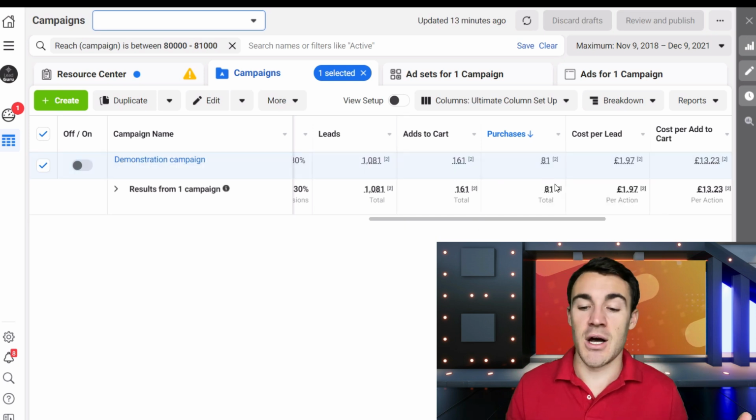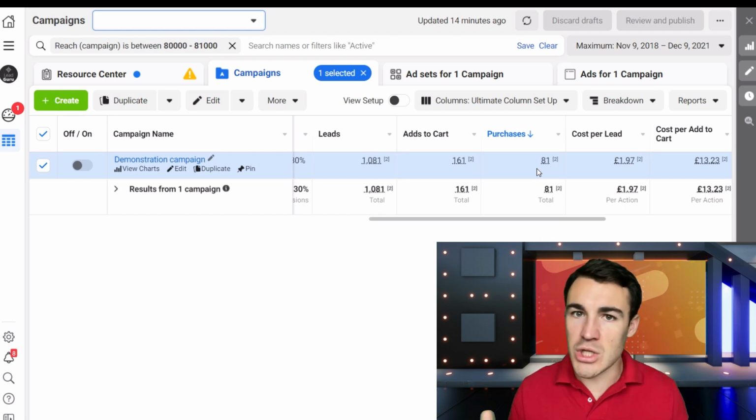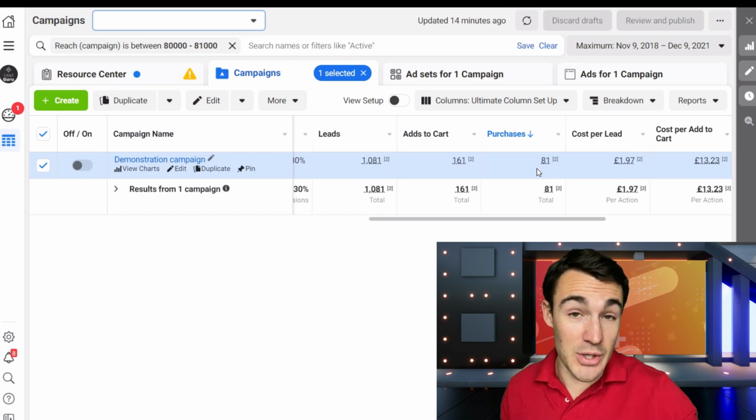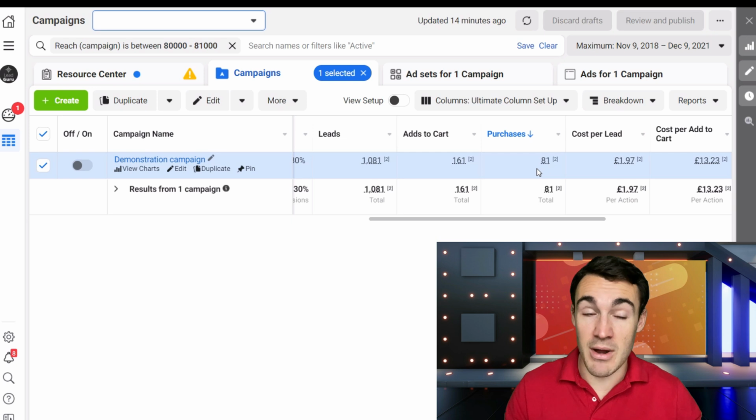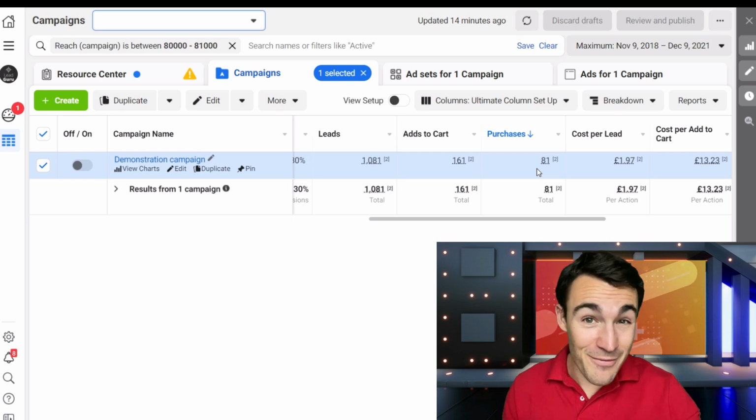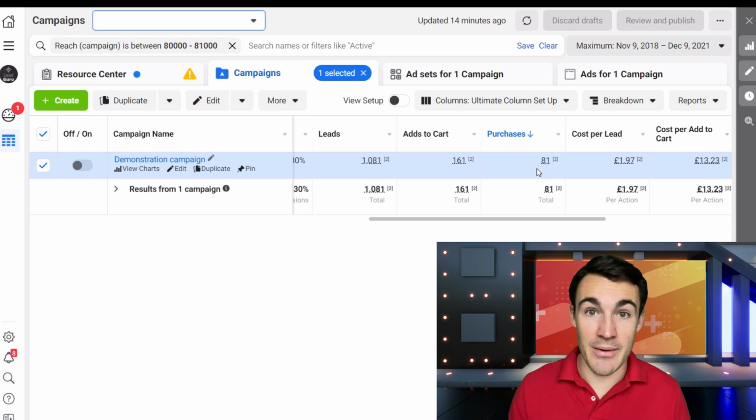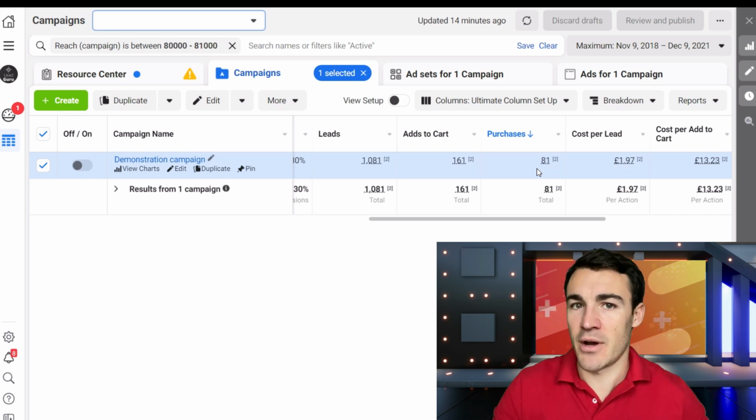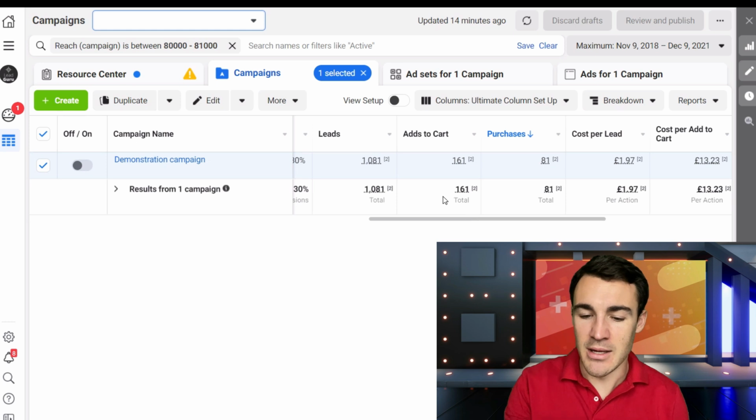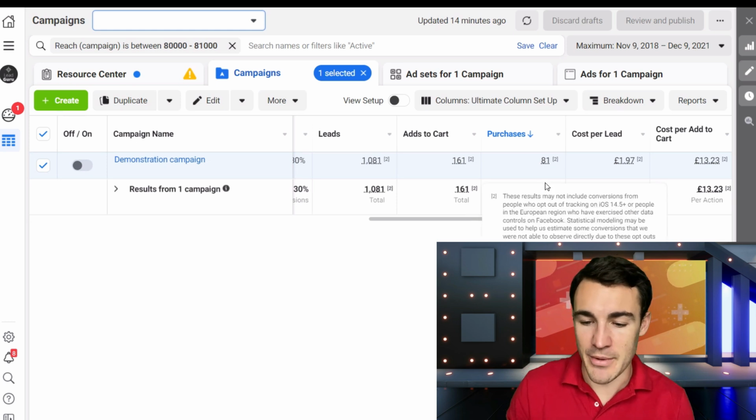If you're getting lots of add to carts but hardly any purchases, what's going on there? Are you optimizing for add to carts with your campaign and not purchases? Maybe you want to switch that around. Have you got a really high shipping fee that is presented on that checkout page? Is there some sort of checkout issue? Why are people not taking that final step? These are really good metrics to use to work out where you might be going wrong.